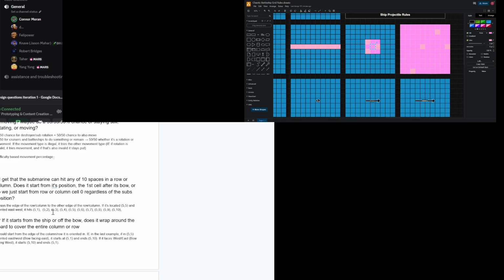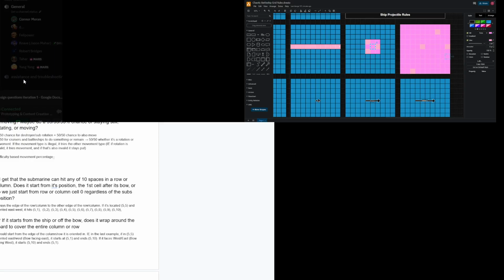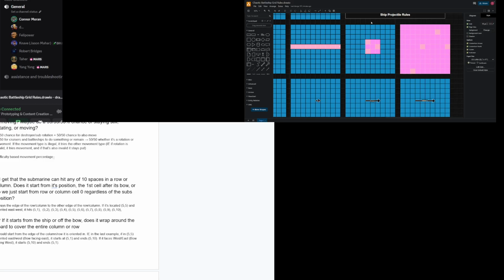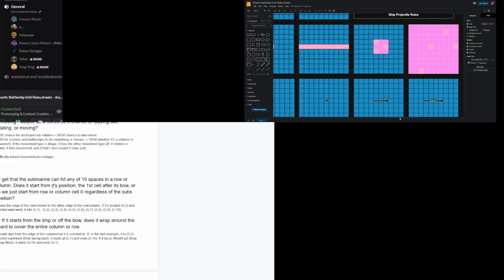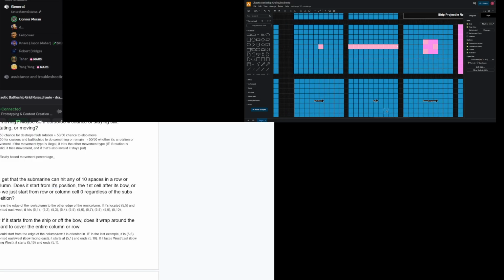All right. I get that the submarine can hit any of 10 spaces in a row or column. Does it start from its position, the first cell after the bow? Okay, so this is the question about basically the sub attack pattern. I think it would be easiest if I changed my stream to the graphs, the attack pattern rules. And I've updated these as well to be a little easier to see.